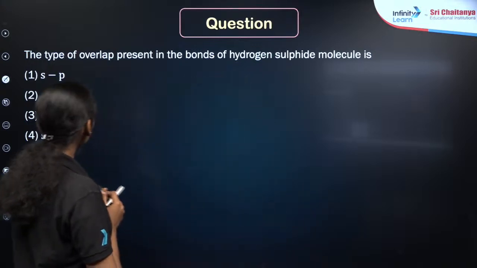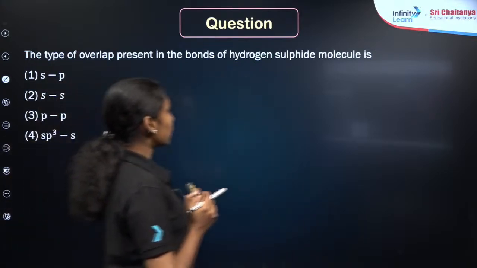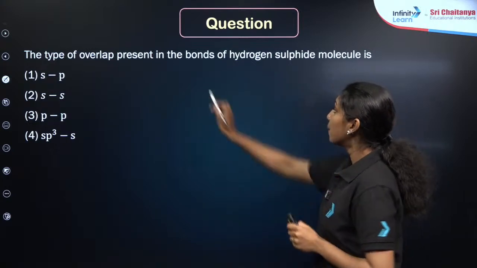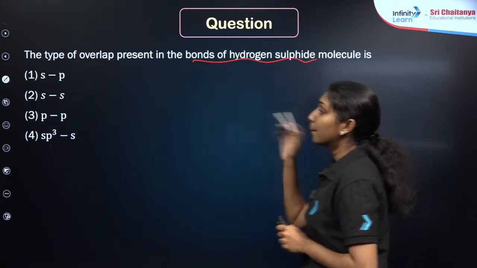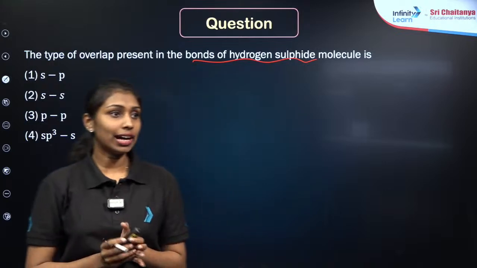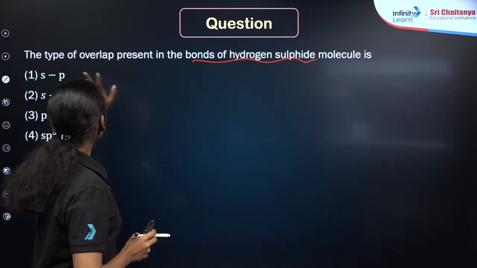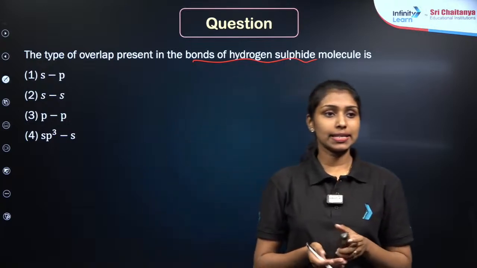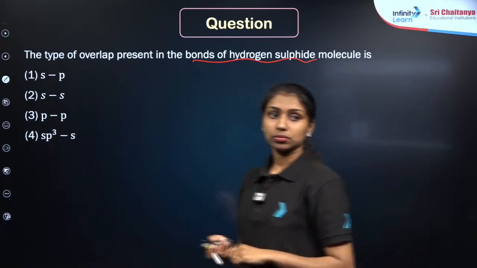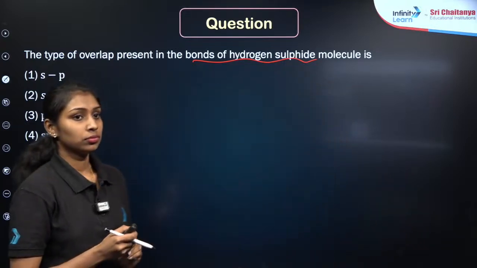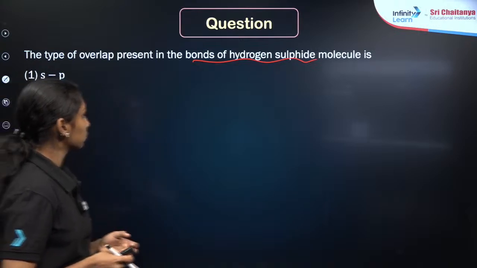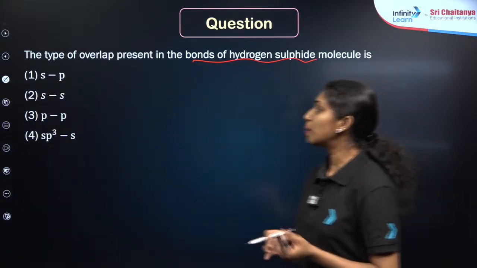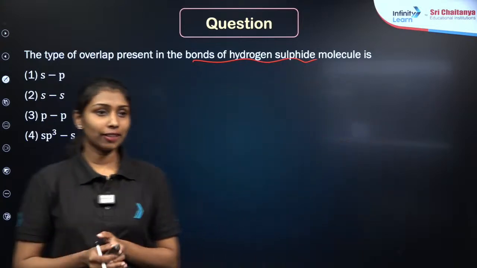Okay, now there are some practice questions for you. The first question is: what is the type of overlap present in the bonds of hydrogen sulfide? What will be the answer? Option 1, SP overlapping. Okay, what about the others?